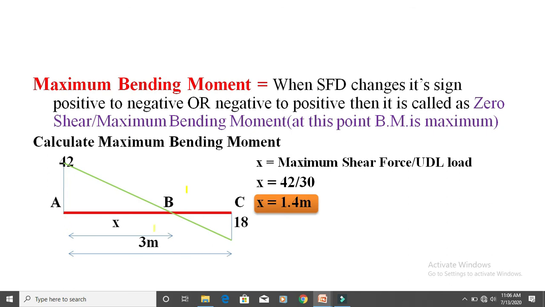Then consider A to B. This distance is x meter and we already know A to C is 3 meter. The formula for calculating distance x is that x is equal to maximum shear force divided by UDL load. Here the maximum value is plus, that is 42 kilonewton. So write 42 divided by 30, which came from the UDL's original value, that is 30. After calculating that, we got the answer: x is equal to 1.4 meter.